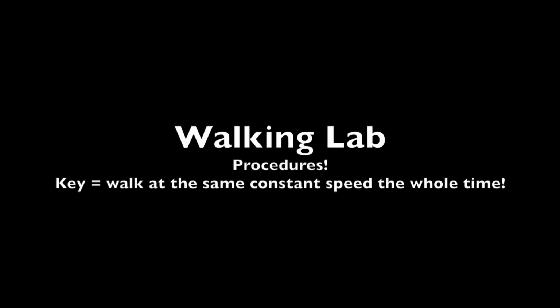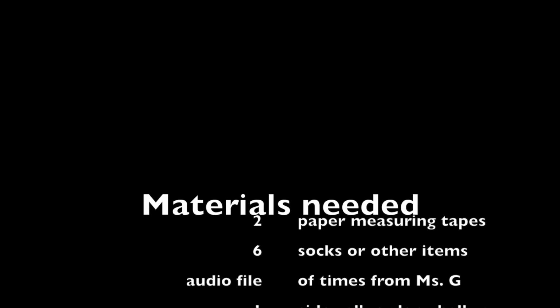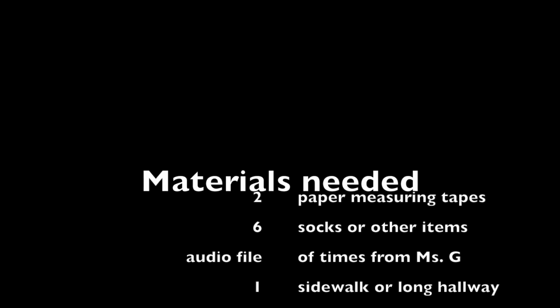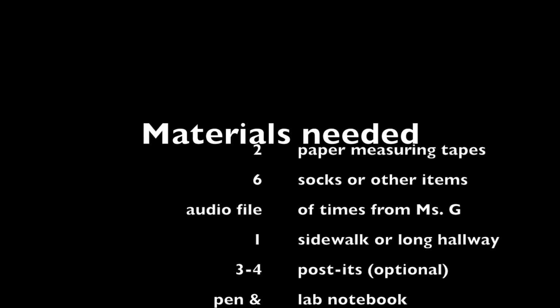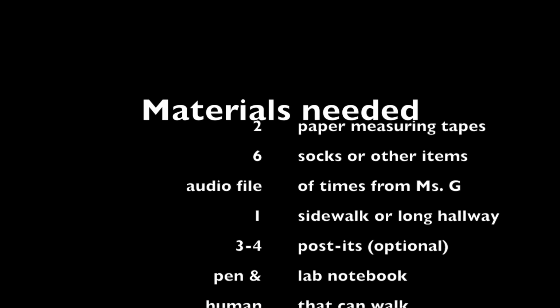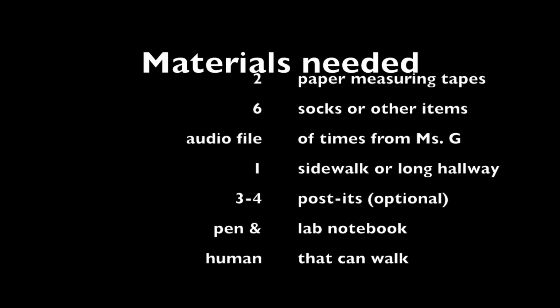All right, so let's talk about the constant velocity lab here. The key is to walk at the same speed the whole time, and you're going to need some materials that you already have conveniently. You need your measuring tapes from your supply bag. You'll need 2 of them, hopefully not torn. You need 6 socks or other items. I used socks because I didn't feel bad dropping them on the sidewalk. But they were already dirty, and so I just threw them in the wash.